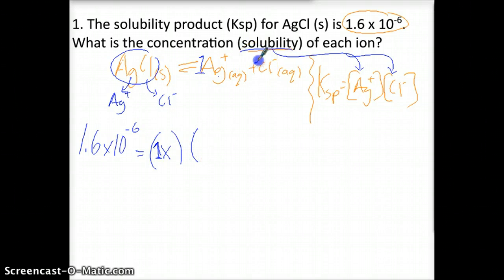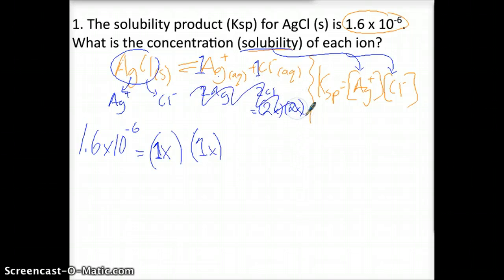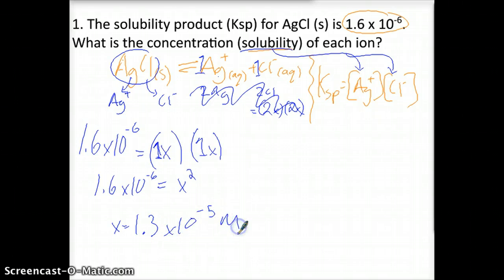For Cl, the coefficient is also 1, so I'm going to also plug in 1x as my unknown value. If these coefficients were 2's, 2Ag and 2Cl, then I would plug in 2x times 2x. But that's not the case for this one, but something to be looking out for in the future. So what I know now is that 1.6 times 10 to the negative 6 equals essentially x squared. If I square root both sides, I'm left with x, the concentration of each ion, as 1.3 times 10 to the negative 5 molar.